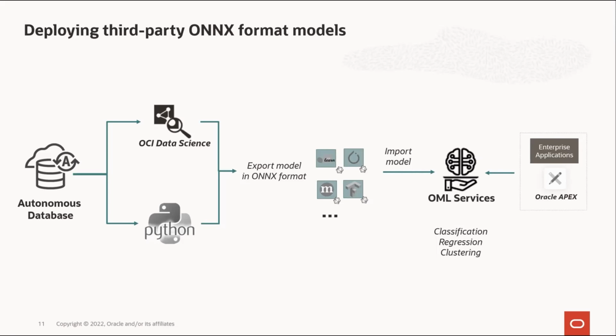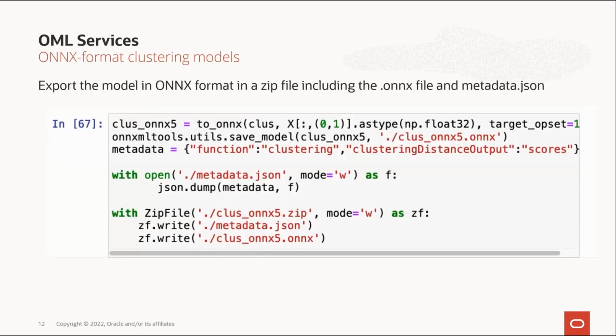By the way, ONNX stands for the Open Neural Network Exchange. It's an open format for representing machine learning models. But it's more than just neural networks, unlike the name implies, obviously. Now, OML Services supports machine learning techniques for classification, both image and non-image models, regression, and the recent addition of clustering models. So let's look at an example involving a third-party clustering model.